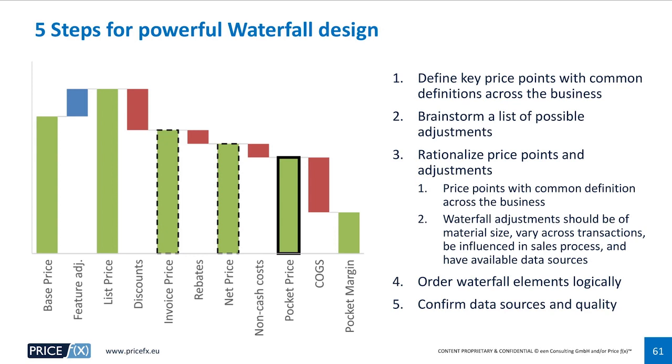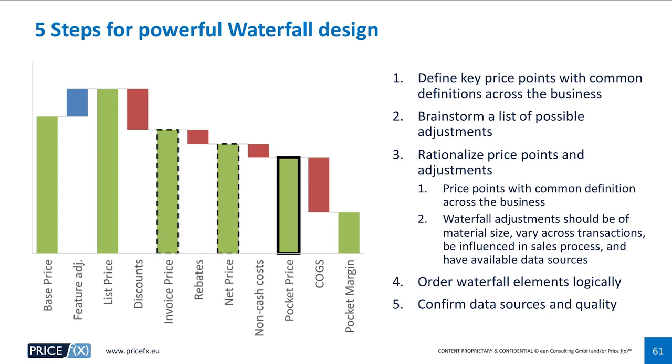Then you have discounts to invoice price, rebates to net price, non-cash stuff gets you to pocket price, and then normally you can stop. If you've done a good job, you can stop paying attention here and not worry too much about the margin piece, right? Somebody else will worry about that for you.